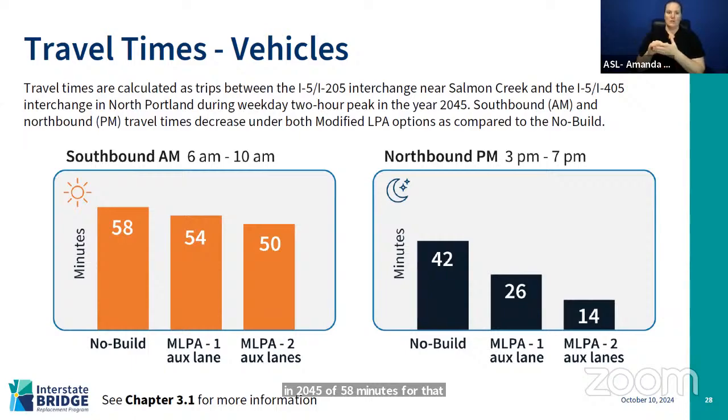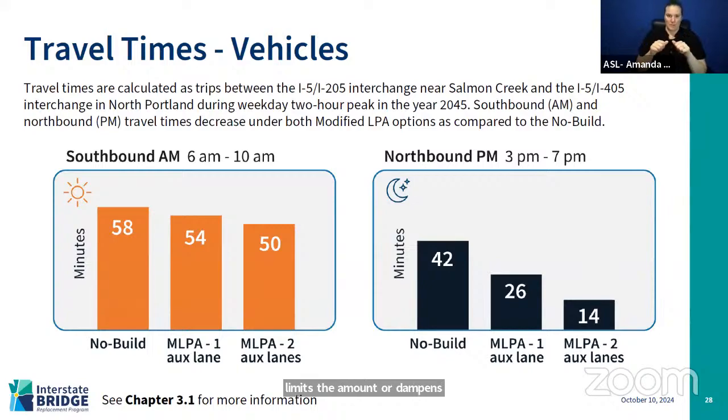And then the MLPA one aux or two aux reduces to 54 or 50 minutes for that origin and destination pair. There will still be a bottleneck south of the program area in the southbound direction, so it limits the amount or dampens that travel time improvement in the southbound that is south of our program area.